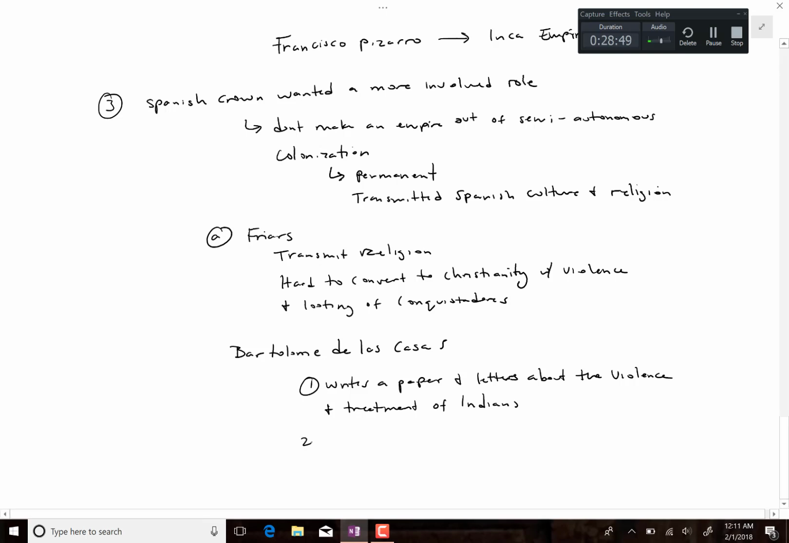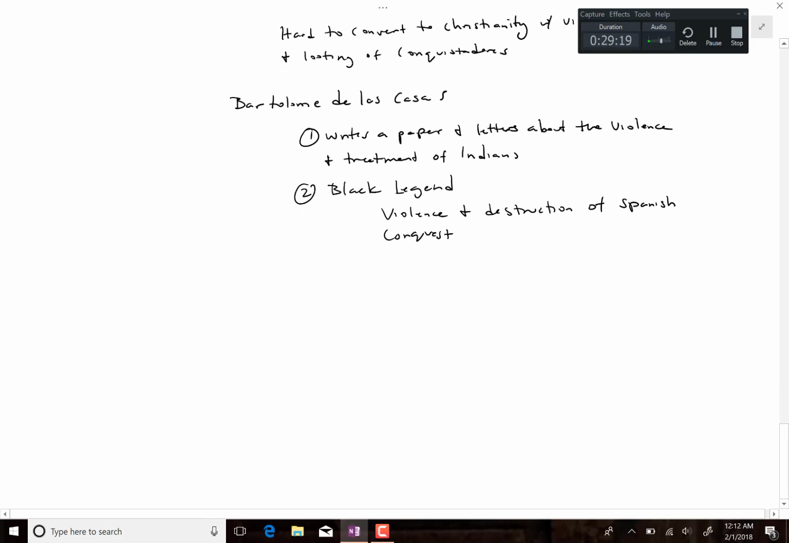This ends up spreading this idea of what was called the Black Legend even further. It had already been around before Bartolome las Casas, but of course the Black Legend was about the violence and destruction of Spanish conquest, which the Spanish crown was not happy about. This also, of course, then allows for justification for the English to colonize.